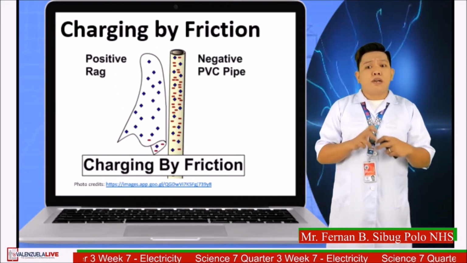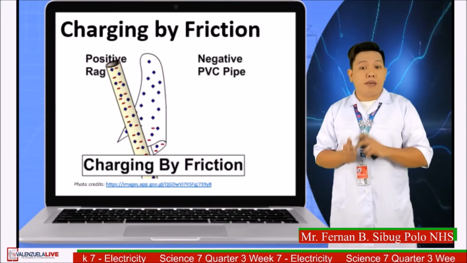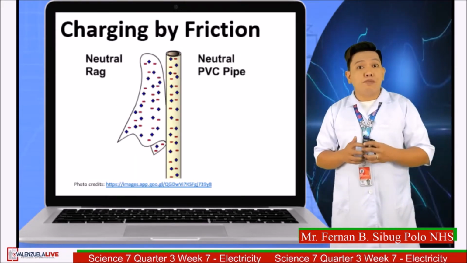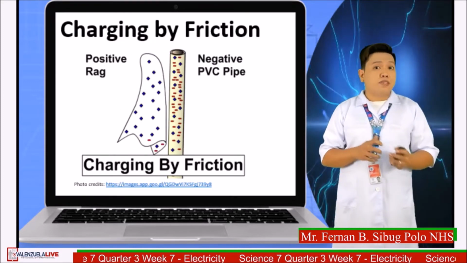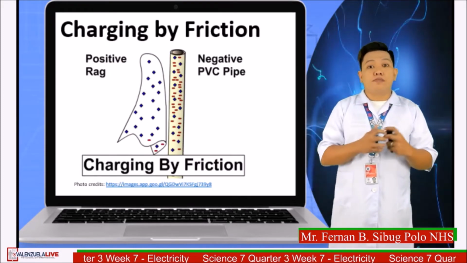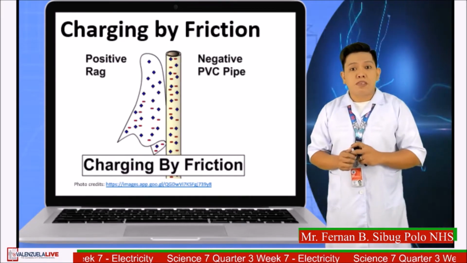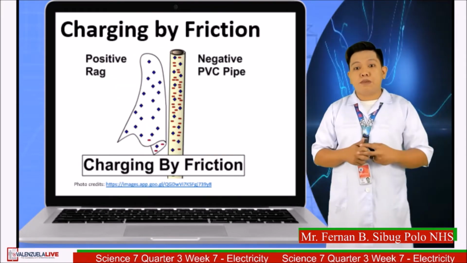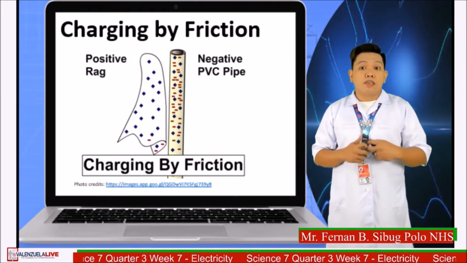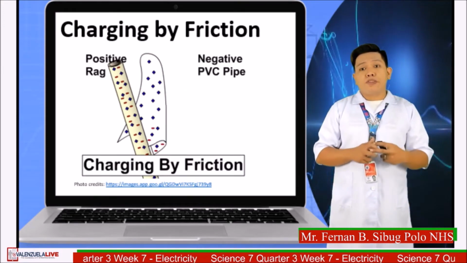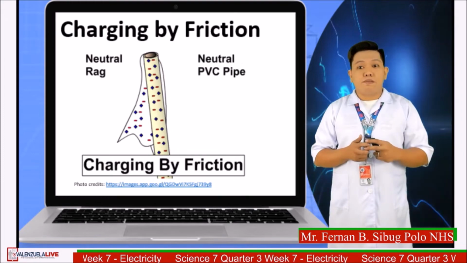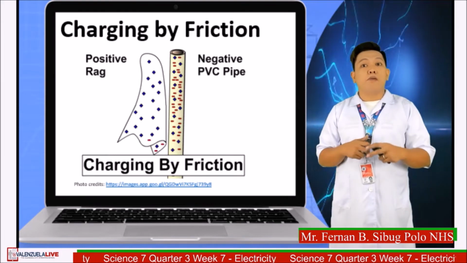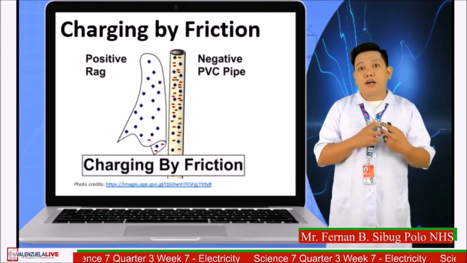An example is rubbing of a rug and a PVC pipe. The PVC pipe and the rug are both neutral in charge before they are being rubbed. But after rubbing, the electrons transfer from the rug to the PVC pipe. Since the rug gives off electrons, it becomes positive, and the PVC pipe, which gains electrons, becomes negative. We should take note that during charging by friction, there is physical contact between the two materials, and such materials are both neutral prior to rubbing.